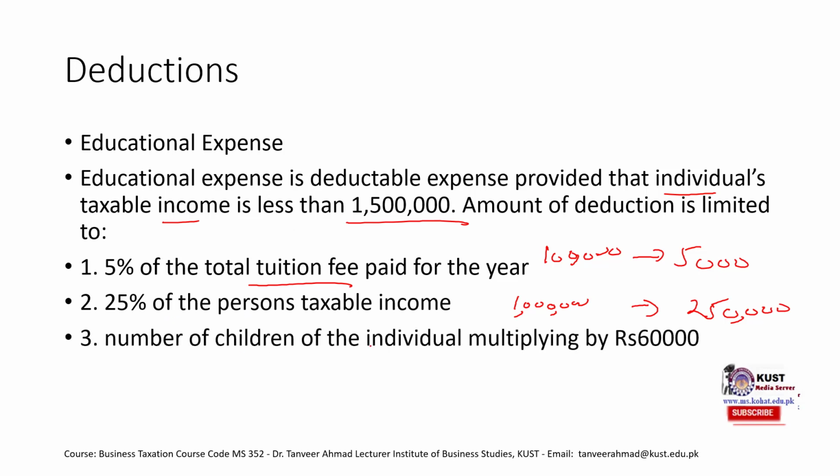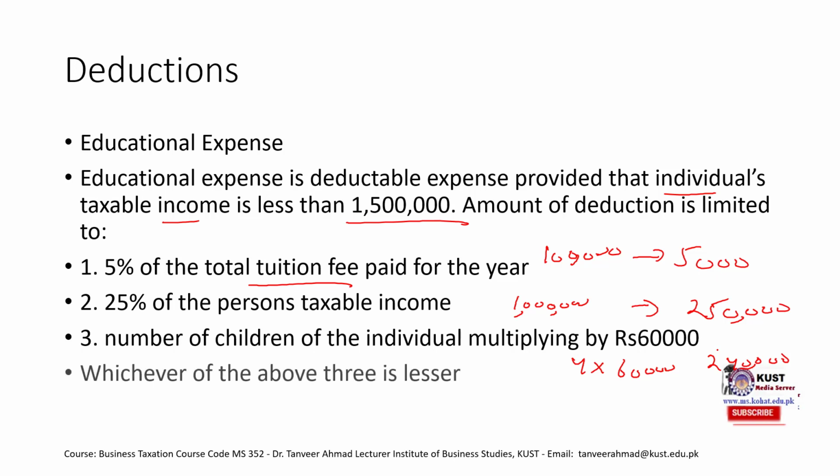The third is the number of children an individual has multiplied by 60,000. So let's say the individual has four children that are going to school, multiplied by 60,000. So that would be 2,40,000. So now we have calculated these three amounts. What is the reason for this? Because the limitation says that whichever of these three amounts is lesser would become the limit. So which one of these three is lesser? Obviously this 5,000. So this 5,000 would become the limit, right?